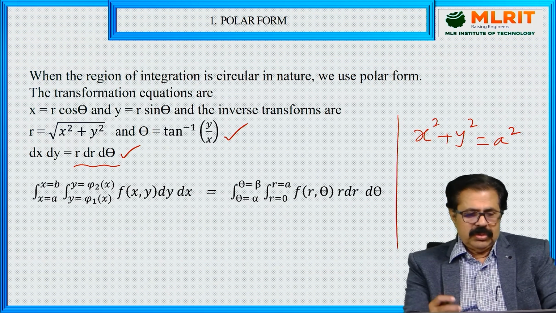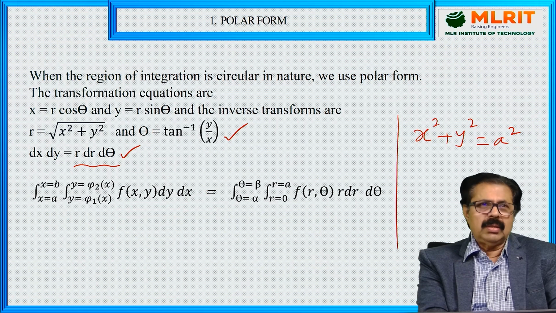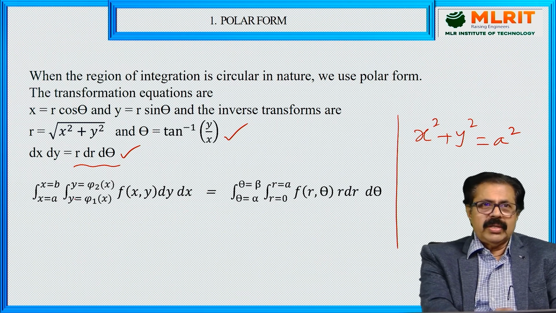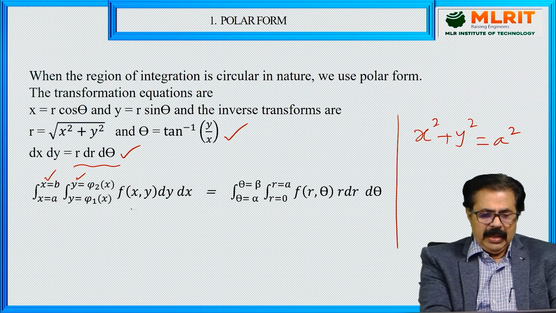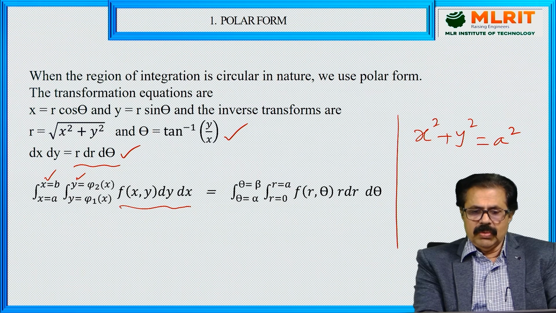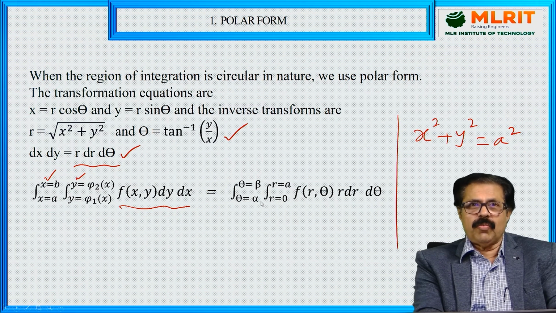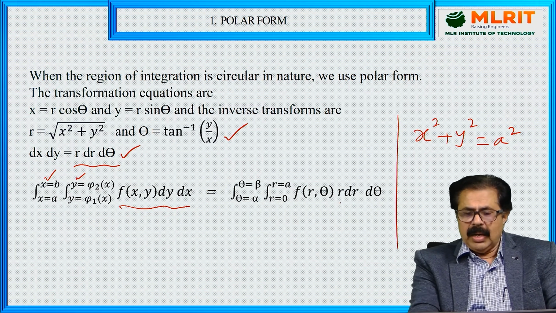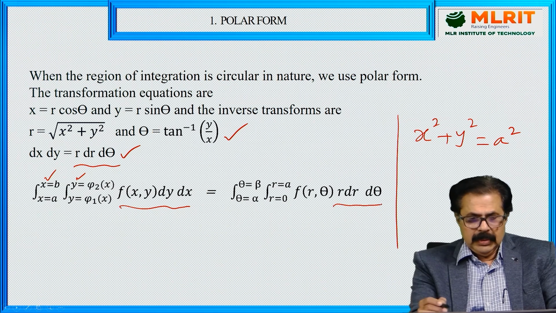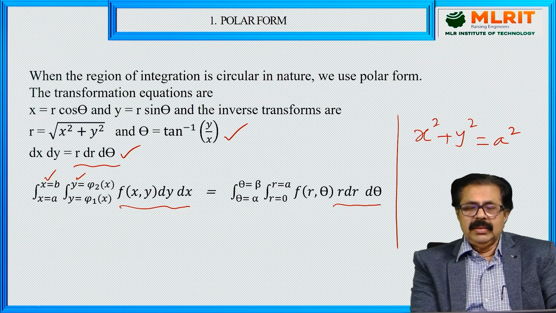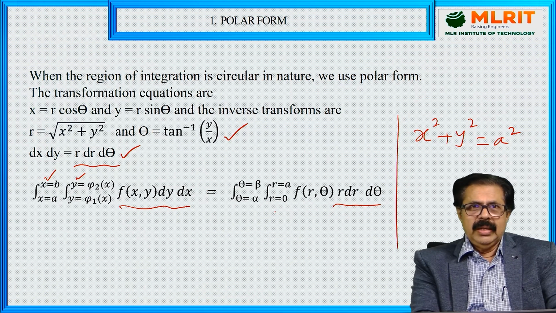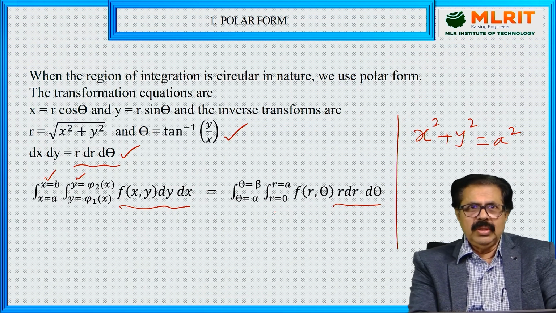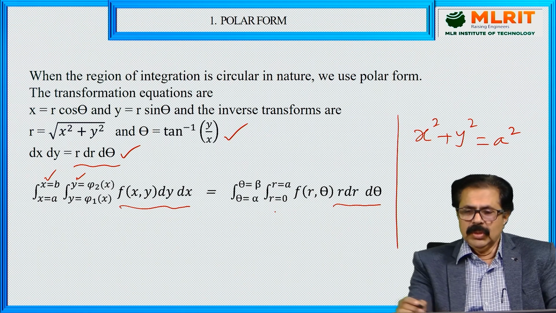So in view of this, you can see that the double integral in the Cartesian form, y is equal to phi 1 x to phi 2 x, x is equal to a to b, f x y dy dx, is equal to, now we get the double integral in polar form, f r theta r dr d theta. See that. And then the limits are, the inner one r is equal to 0 to a, the outer one theta equal to alpha to theta equal to beta. So it is something like this.